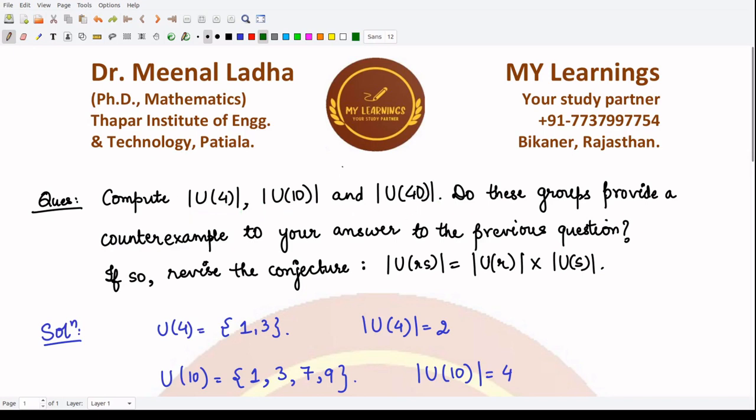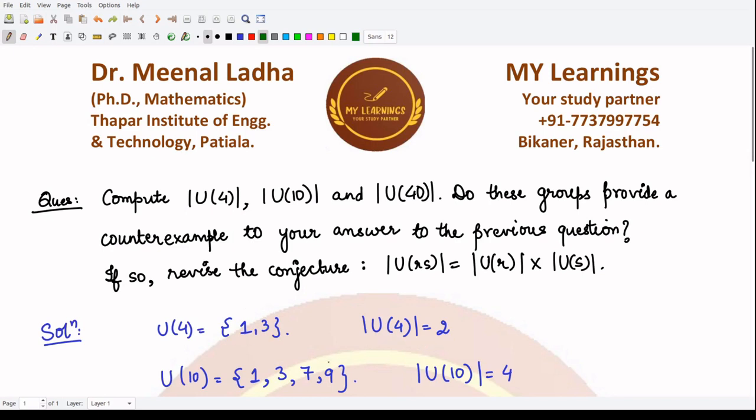So what is this group UN? This is a multiplicative group where we have all the members less than n which are relatively prime to n, right? And we have the group operation as multiplication modulo n here, correct? This is what the group UN is. So therefore, what is U4? U4 contains all the elements less than 4 and relatively prime to 4. They are 1 and 3. Because it contains 2 elements, its order is 2.